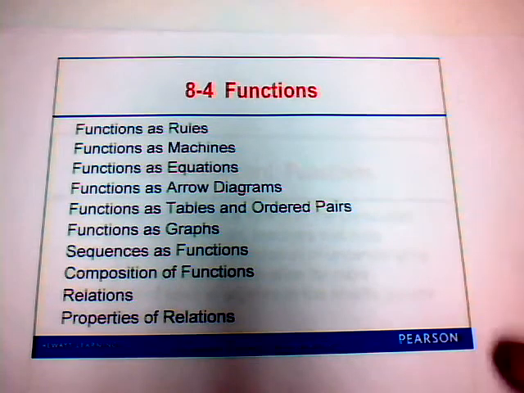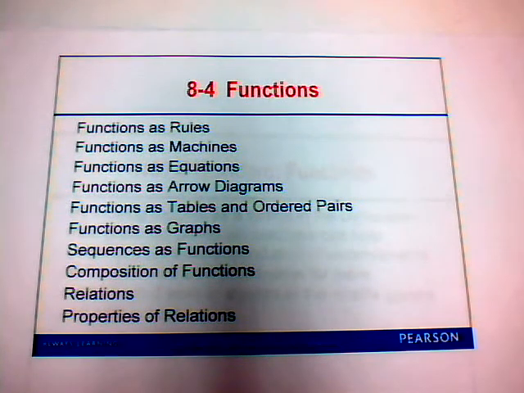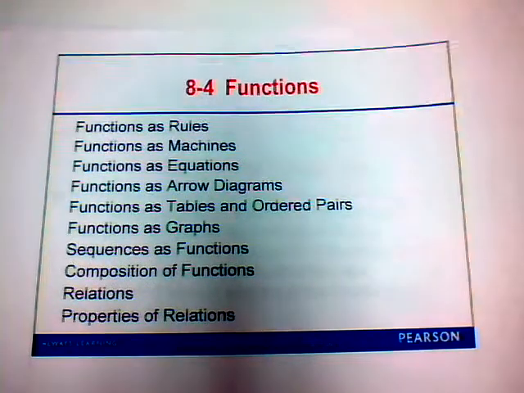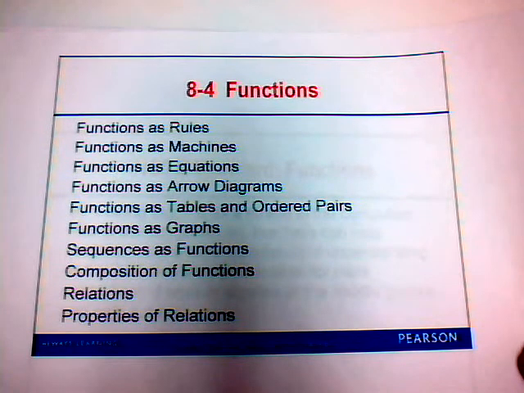In this video, we're going to be looking at functions. And in this video, we'll be talking about functions as rules, as machines, as equations, as arrow diagrams, as tables in ordered pairs, and as graphs. Also, we'll look at sequences as functions, also composition of functions, relations, and properties of relations.